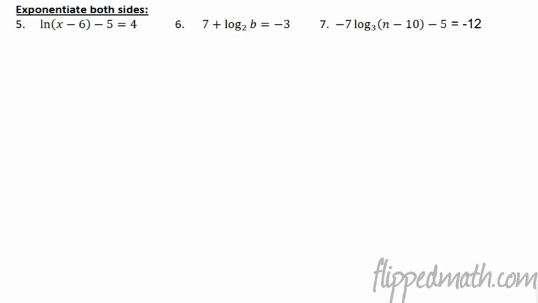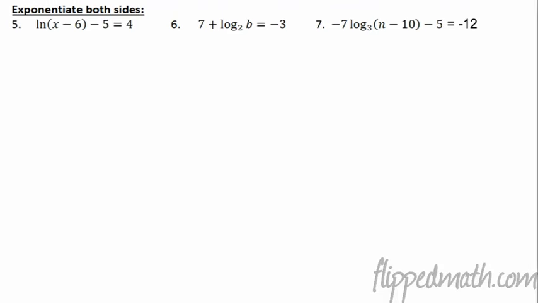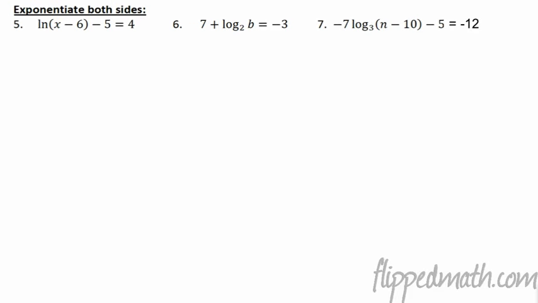Exponentiating both sides. To exponentiate, we use each side of the equation as an exponent on some base. Now, we're going to pick a smart base. Let's look at number 5 right here. First, here's basically what we've got to do. We've got to get rid of that natural log there.